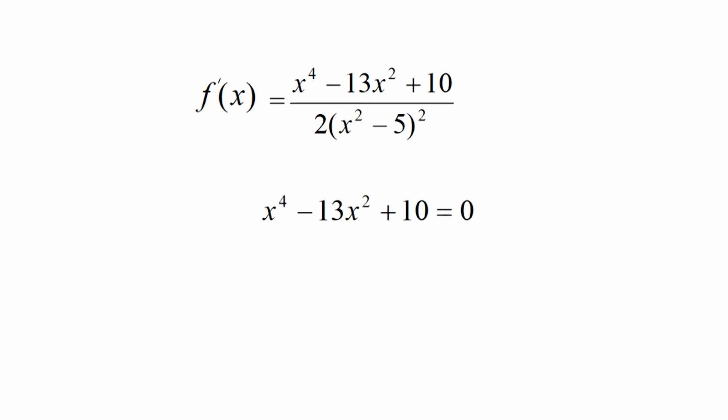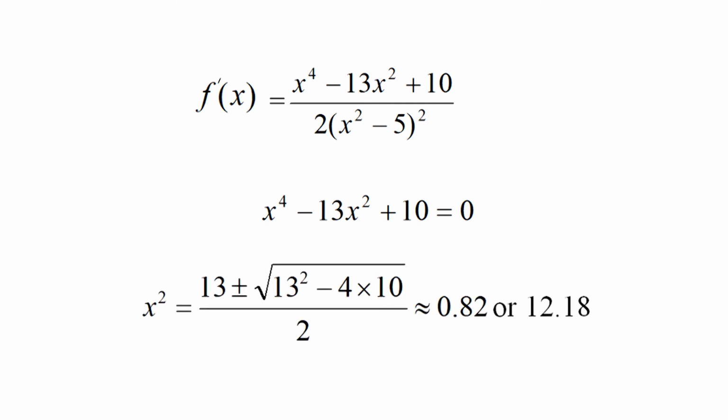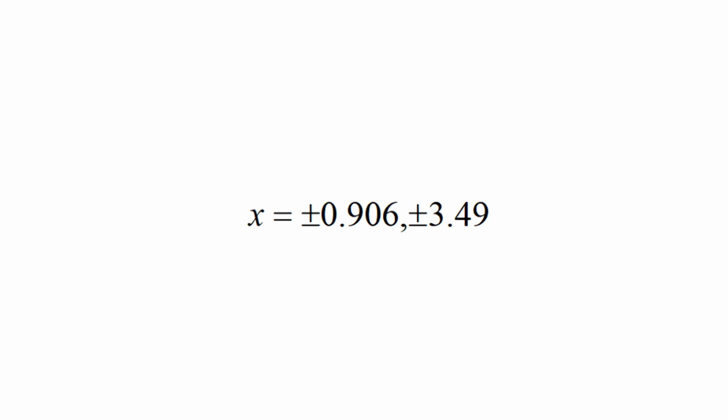Now, f dash of x is equal to 0 implies x to the power 4 minus 13 x square plus 10 is equal to 0, which gives x square is equal to (13 plus or minus square root of 13 square minus 4 into 10) whole divided by 2, which is approximately equal to 0.82 and 12.18. Thus, we have x is equal to plus or minus 0.906, plus or minus 3.49 are local extrema.